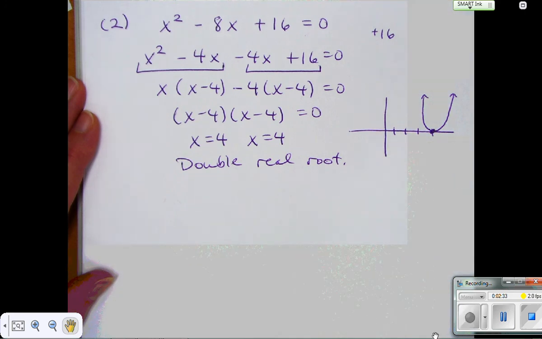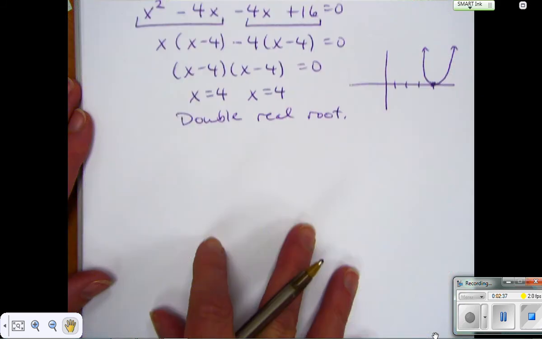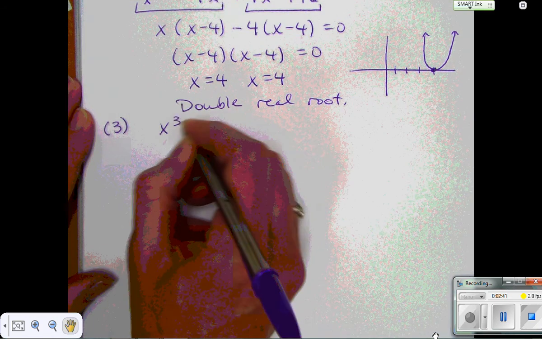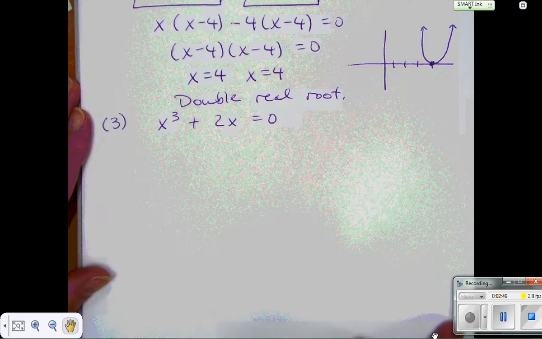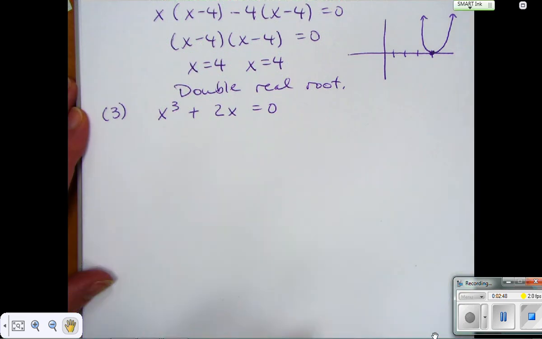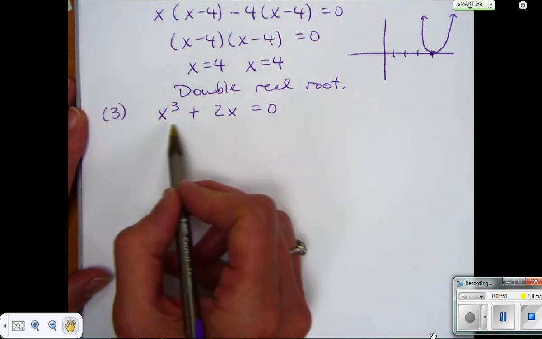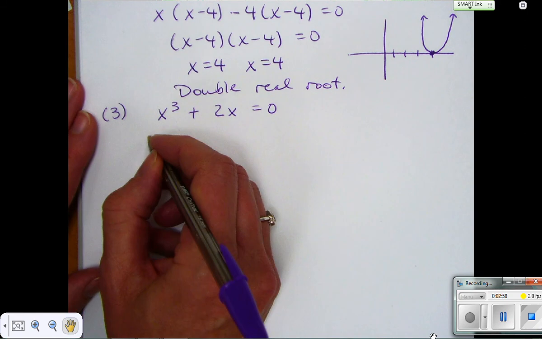Okay, so let's look at number 3. x to the third plus 2x equals 0. Since the degree is 3, that means I'm going to have a total of 3 roots. And I want to factor. The only way I can factor this is with the GCF, the greatest common factor. They both have a factor of x, so I'm going to take that out, and I get x times x squared plus 2.